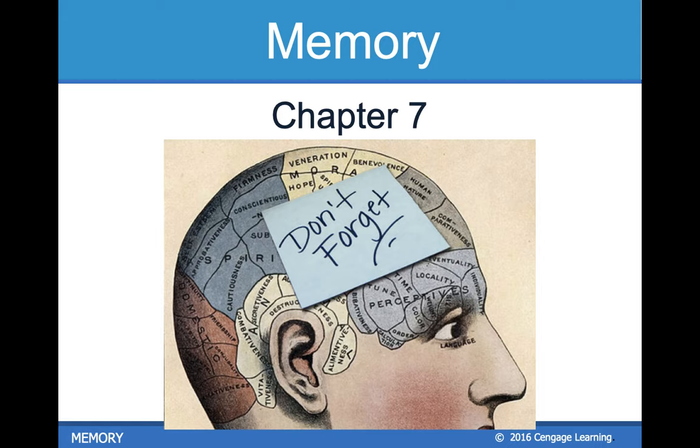All right, we're going to be starting chapter 7, which is on memory. This is a great chapter because I think you're going to learn a whole lot of tips and tricks that will help you optimize your memory system and also understand some of the ways that our memories are imperfect. But then, because we know how they're imperfect, we can work around that to improve our memory.